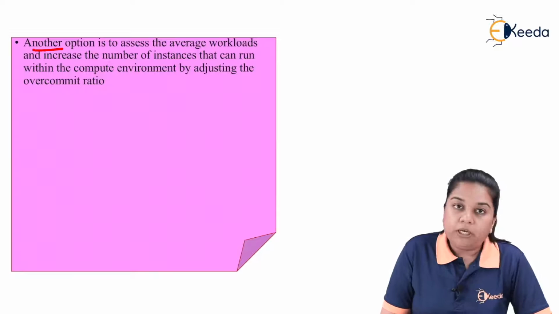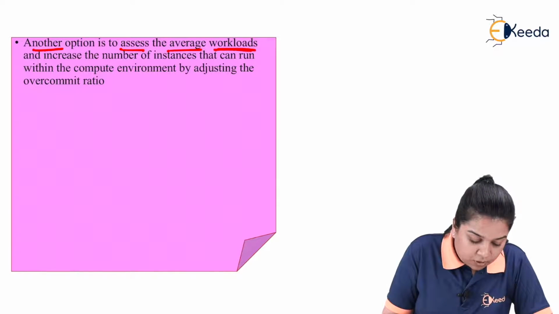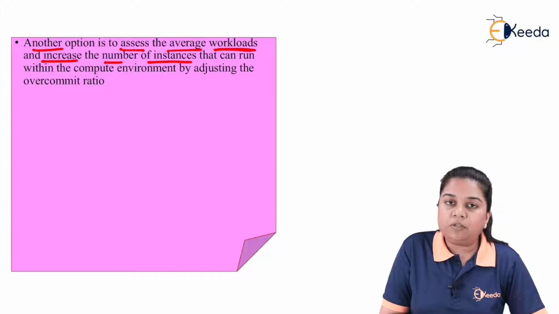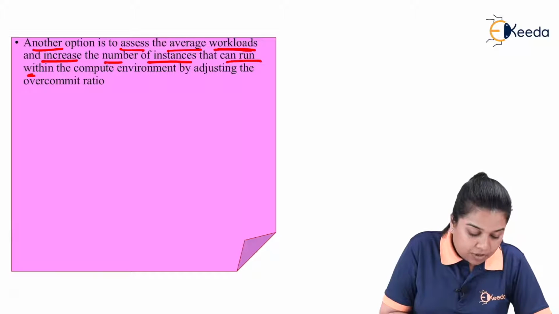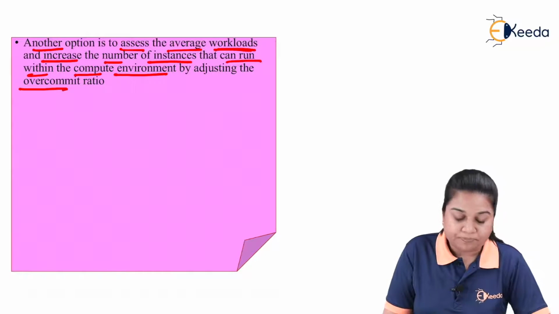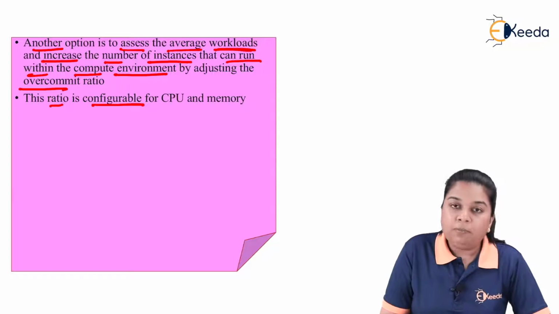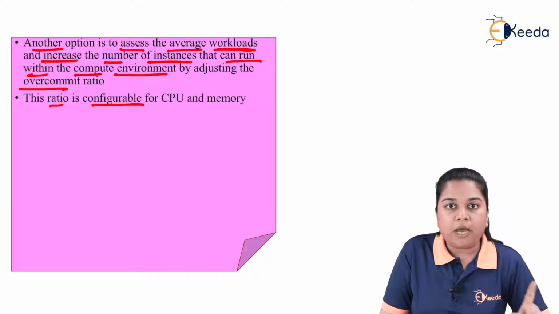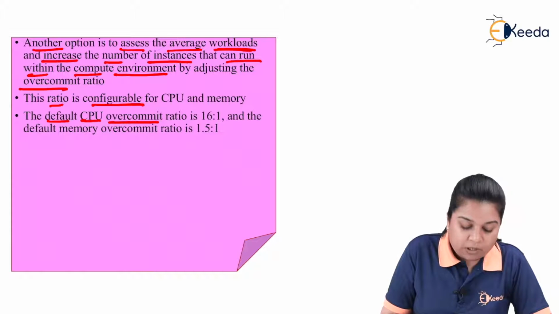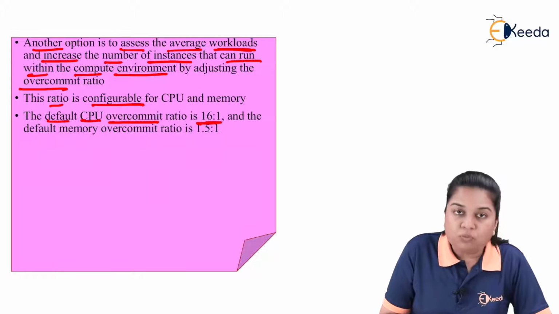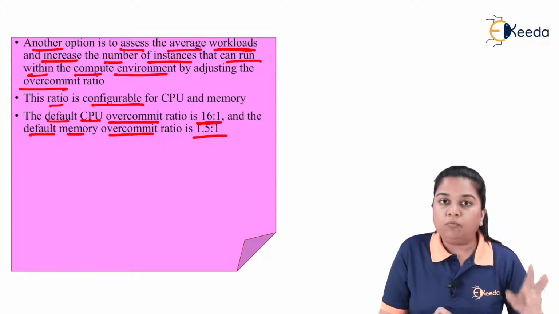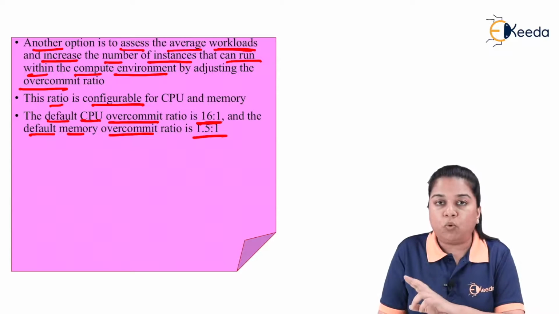Then another option is to assess the average workloads and increase the number of instances. Instances can be increased within the compute environment by adjusting the overcommit ratio. This ratio is configurable for CPU, that means the processing unit, and for memory. The default CPU overcommit ratio is 16:1 and the default memory overcommit ratio is 1.5:1.